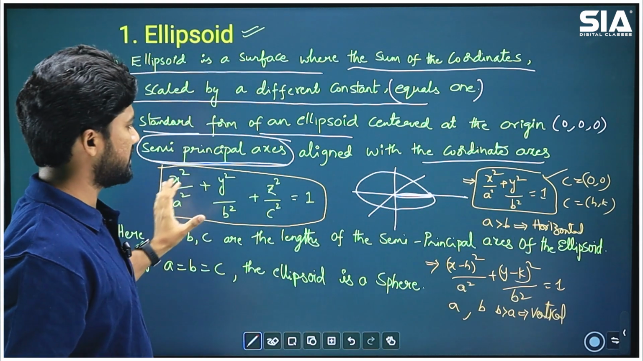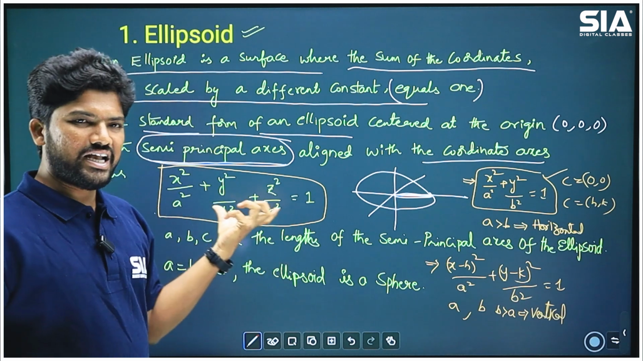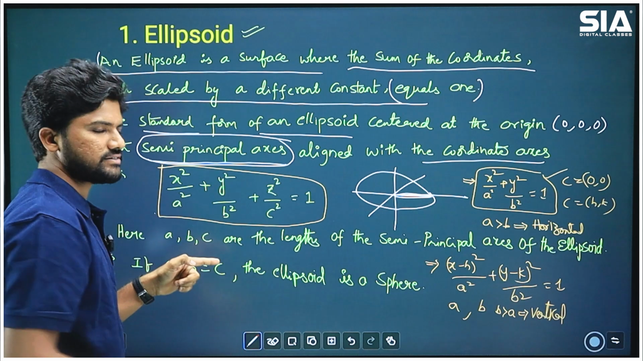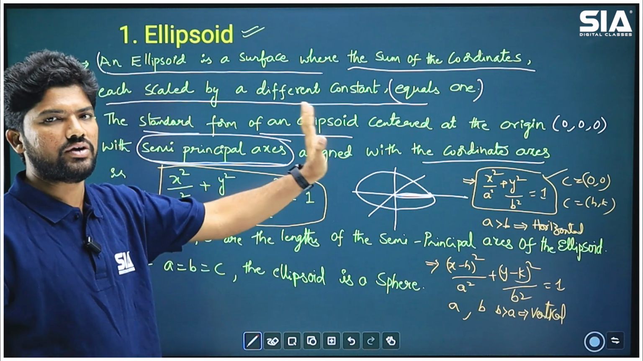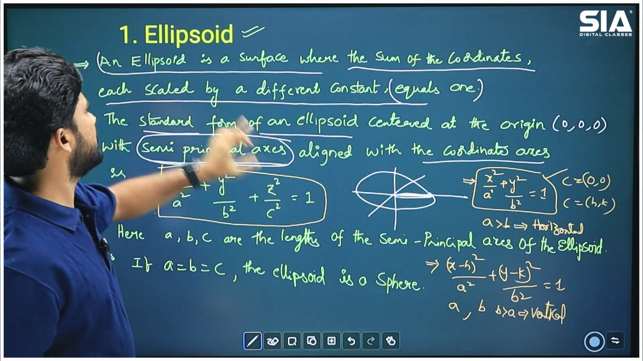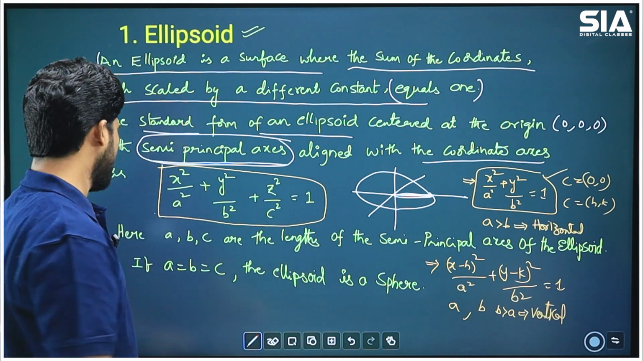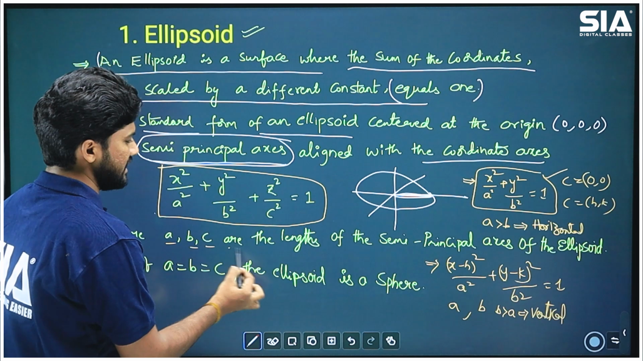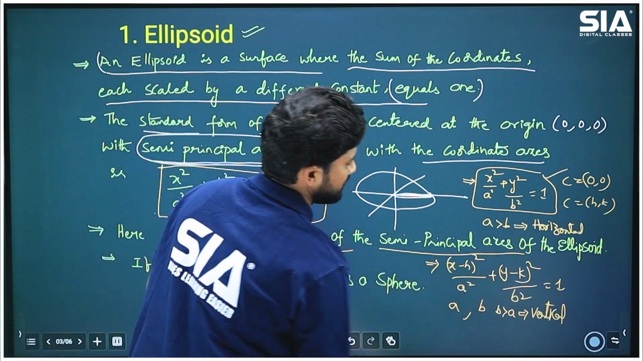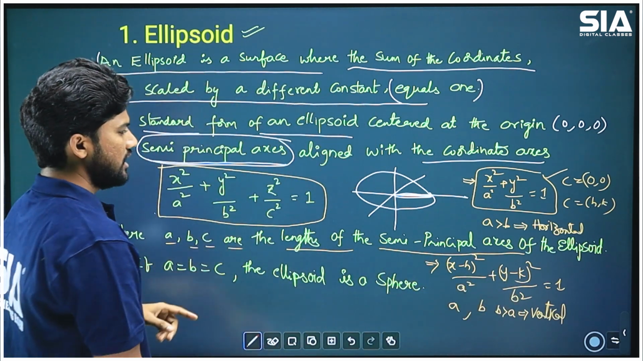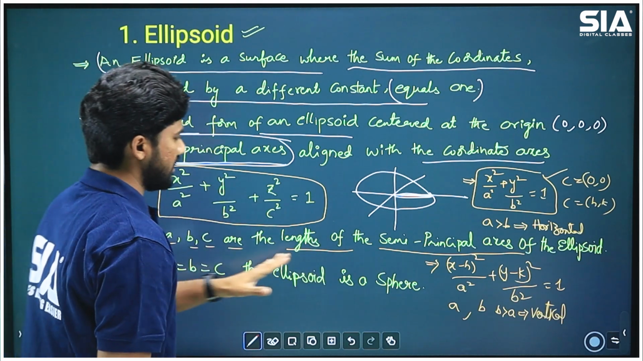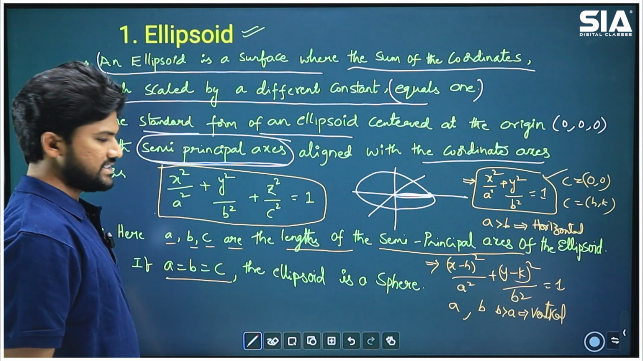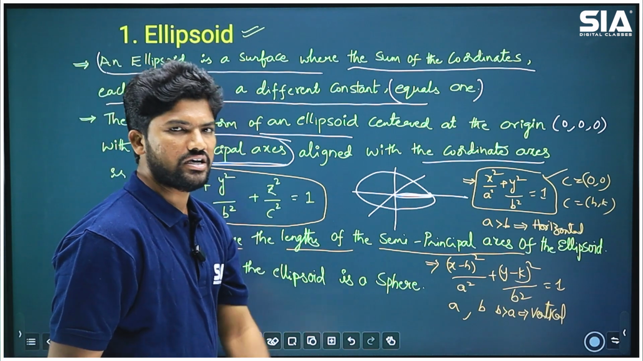So here we are discussing solid geometry, in 3-dimensional space. x square by a square plus y square by b square plus z square by c square is equal to 1. This equation is called the ellipsoid equation. Now, what are small a, small b, small c? a, b, c are the lengths of the semi-principal axes of the ellipsoid. If a is equal to b equal to c, then that ellipsoid is a sphere.